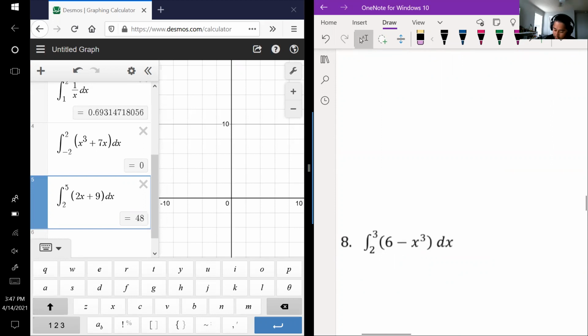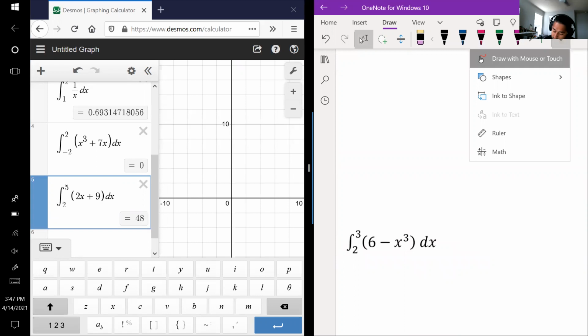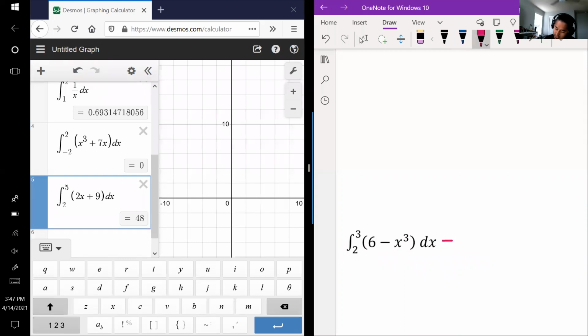8, the integral from 2 to 3 of 6 minus x cubed. 6 gets the constant rule, so you'll get 6x, minus x cubed gets power rule. So x to the 4th over 4, evaluated from 2 to 3.